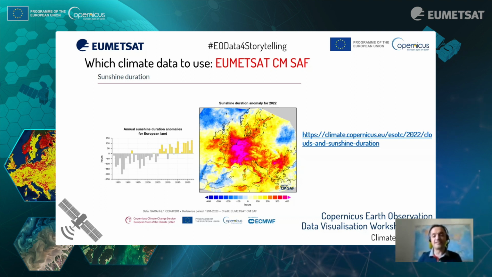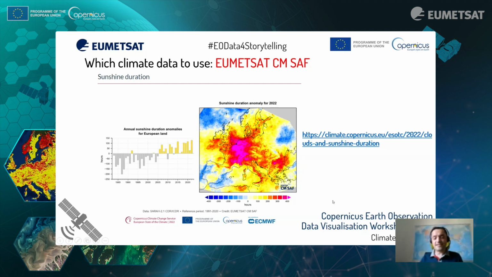For example, in this case, we see the sunshine duration that has been used for the European State of the Climate. And the sunshine duration is important not only for climate consequences of having more or less hours of sunshine on land, but also for considerations about the production of renewable energy. In this slide that has been used in this page of the European State of the Climate, you can see 2 different visualization usages of the sunshine duration data, a sort of bar plot and an anomaly map.